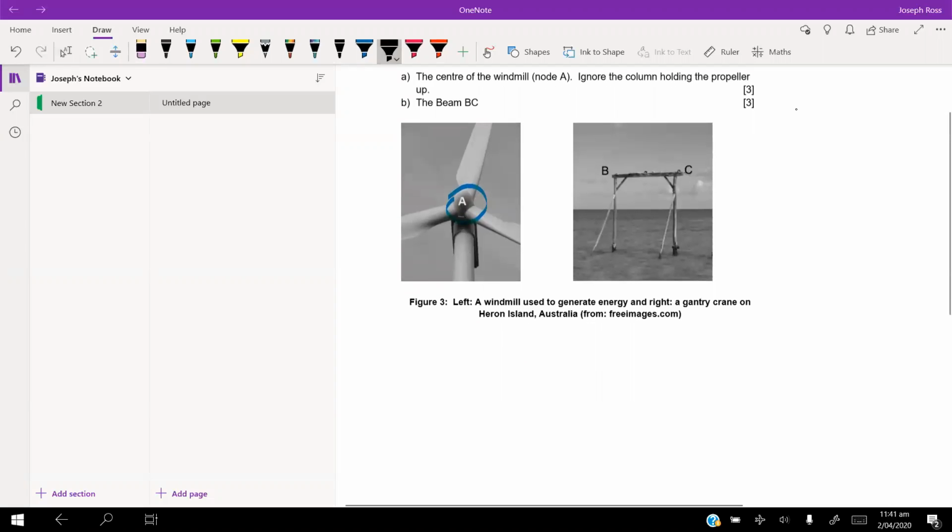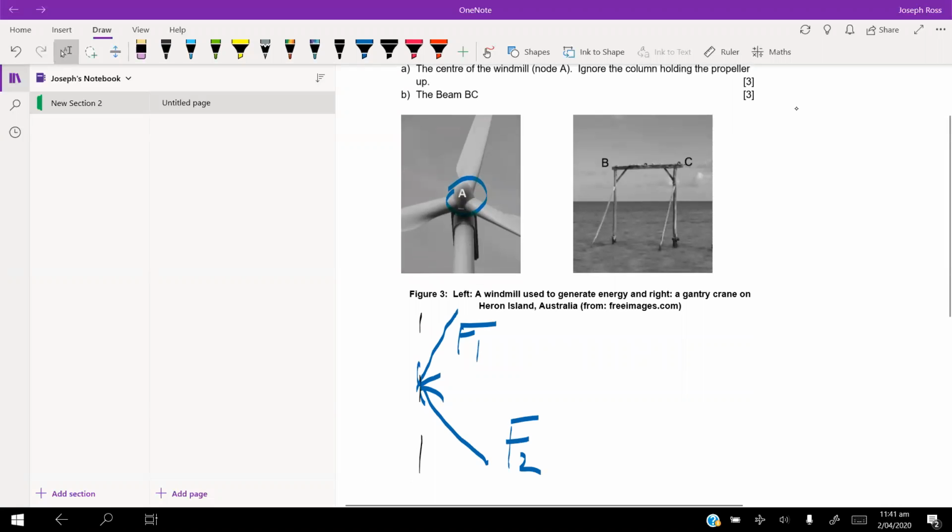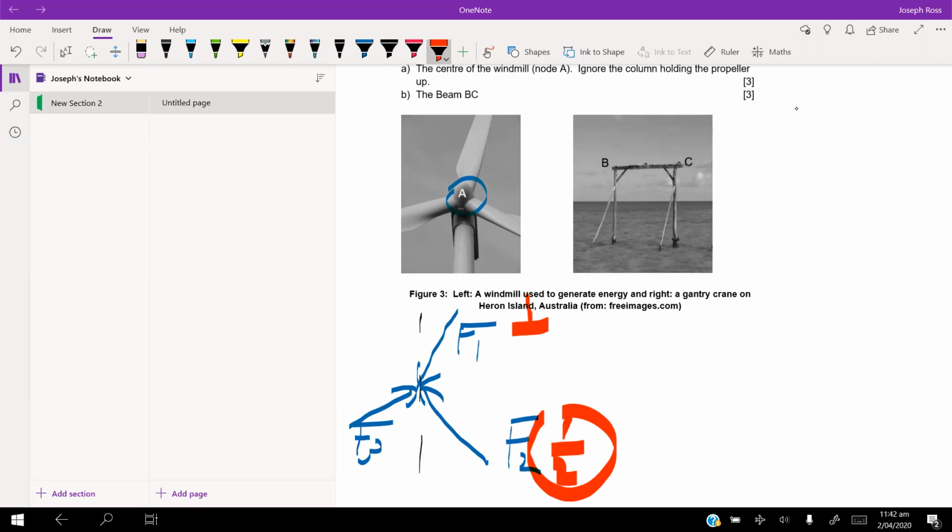So first of all, let's draw in a line which is going to represent our vertical, and we are going to draw forces due to each blade. So that's the force due to the first blade, F1, and then we've got a force due to the second blade, which is F2, and then there will be a force due to the third blade, which is going to be F3. And for recognizing those three forces exist, that's half a mark.